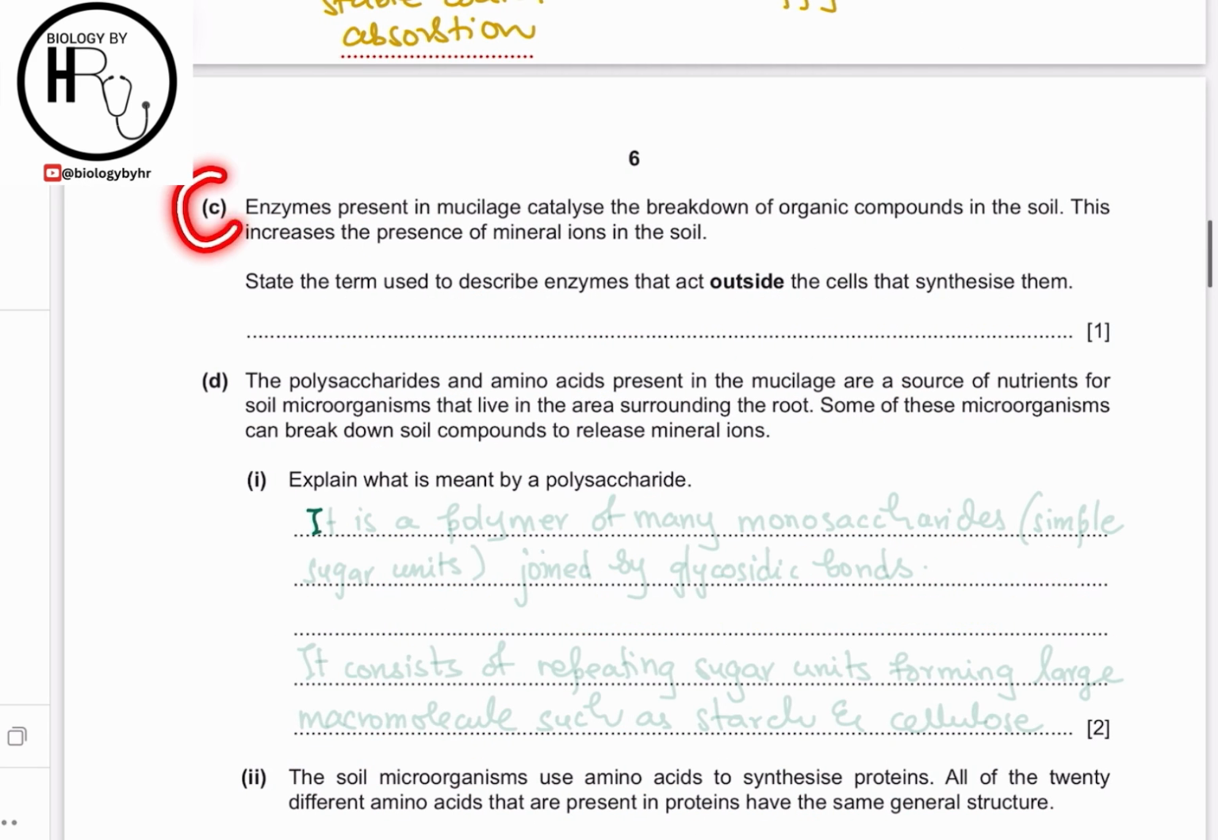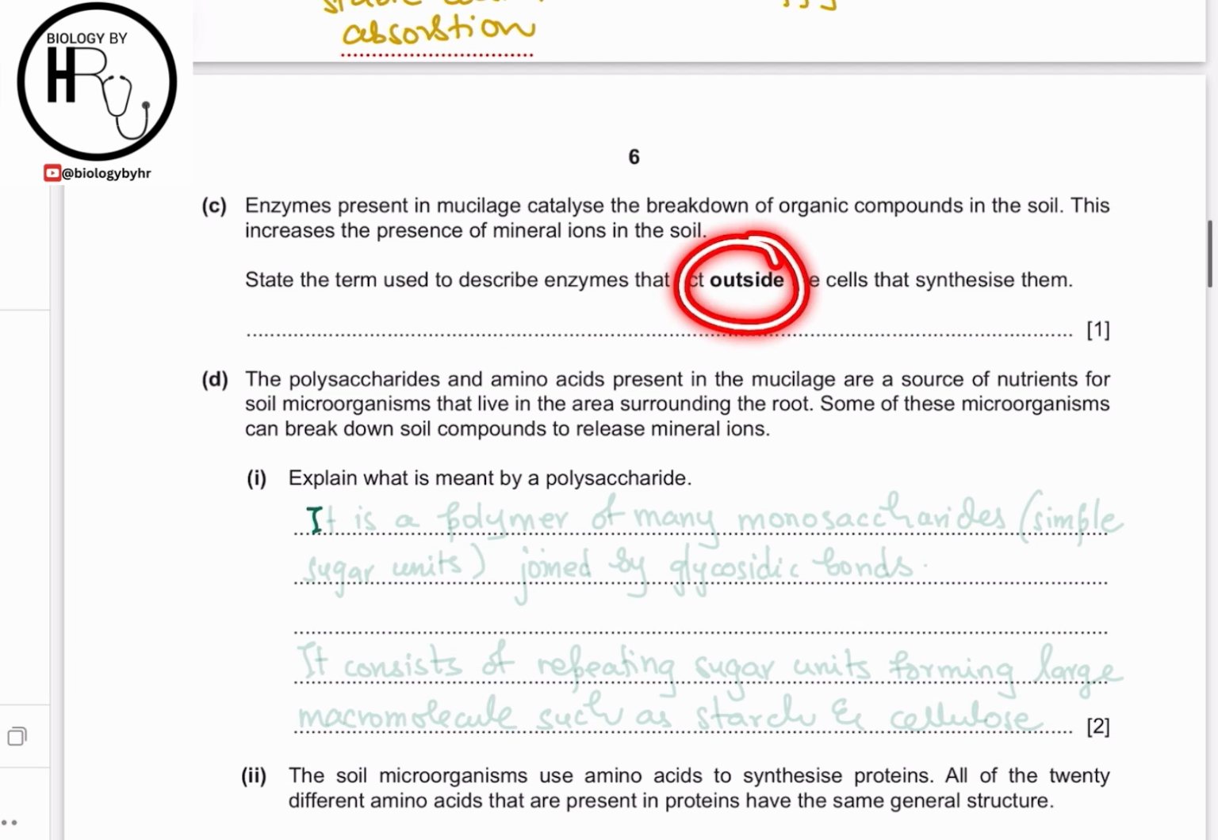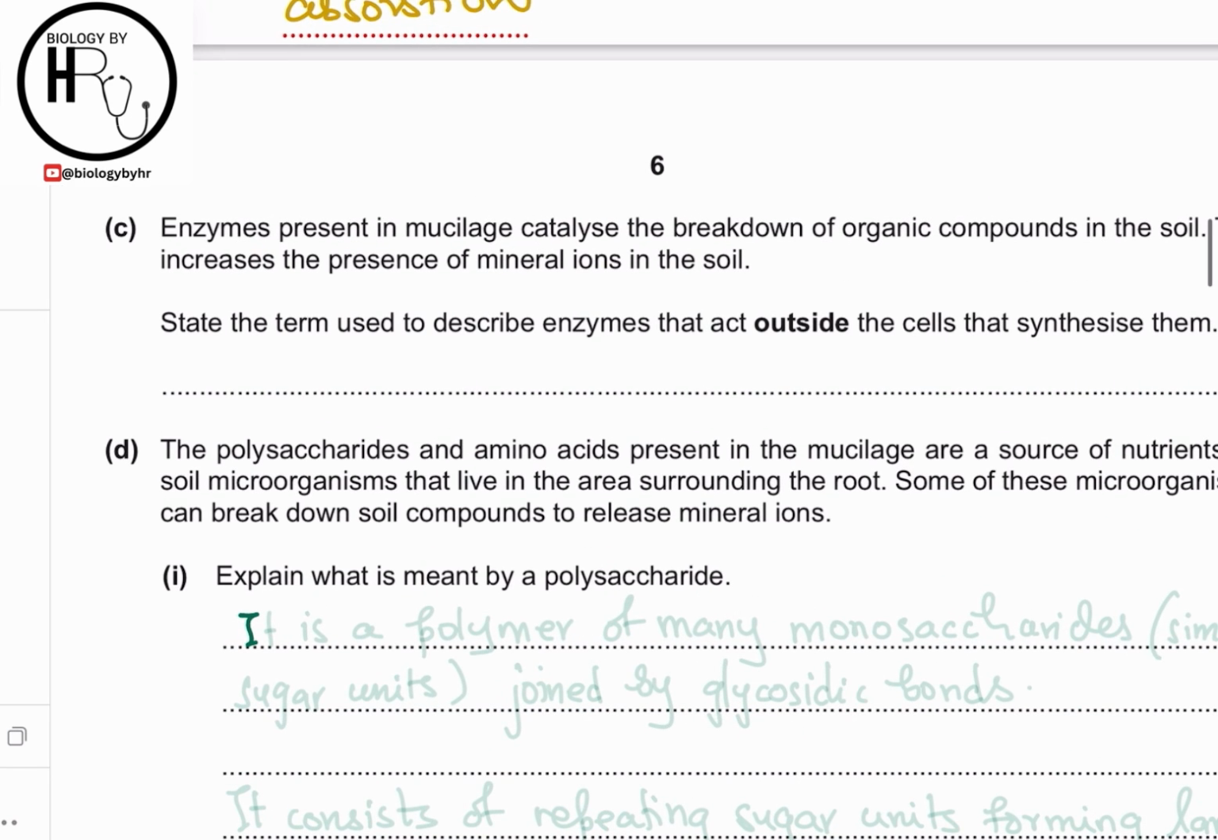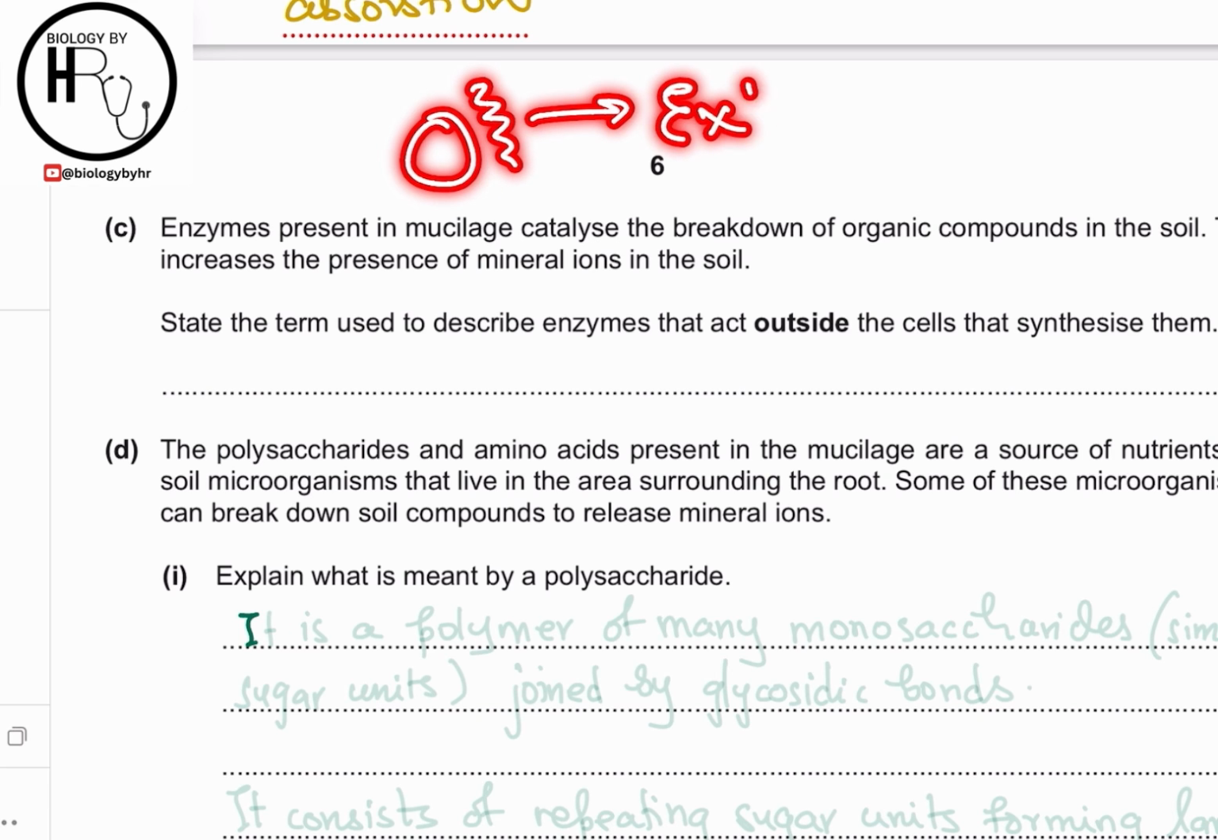Now moving on to part C over here. Part C says that enzymes present in the mucilage catalyze the breakdown of organic compounds in the soil. This increases the presence of the mineral ions in the soil. State the term used to describe enzymes that act outside the cells that synthesize them. So the enzymes that act outside the cell that synthesize them, outside the cell, if it is outside the cell, it is extracellular enzymes.